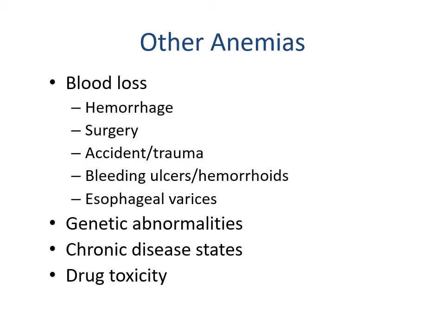Now, there are other types of anemias that can have other causes. So for example, blood loss due to hemorrhage, surgery, accidents and trauma, ulcers or hemorrhoids, or esophageal varices. Again, it's not that these aren't important, but they're not really treated from a nutrition standpoint, they're treated from a medical standpoint. There can also be genetic abnormalities, chronic disease states, or drug toxicity.